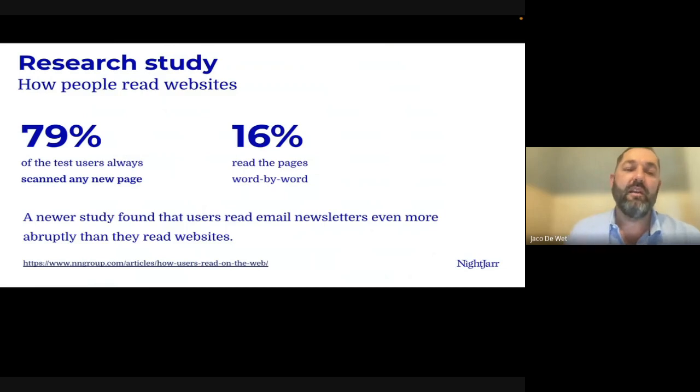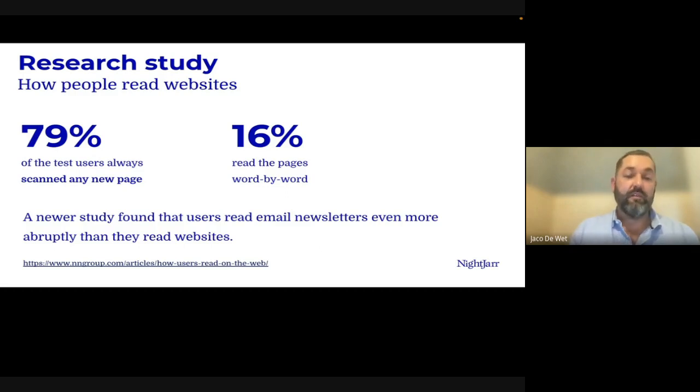And I found a neat little study that will explain my point here. The Nielsen Norman Group, who are really the forefathers of UX, conducted a study where they looked at how people are reading websites, and 79% of their test users always scanned any new page. Only 16% of the people would read the pages word by word. You might find that there's a demographic element here as well. And I think the younger people get, the less word-by-word readers you'll find.